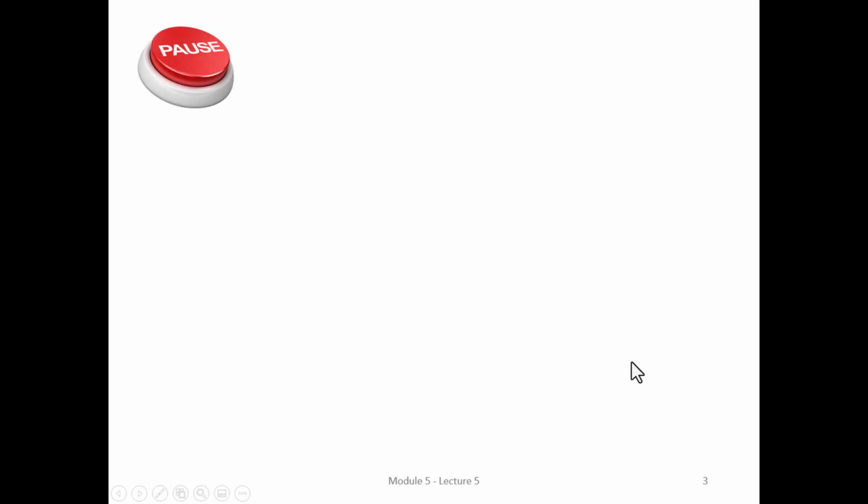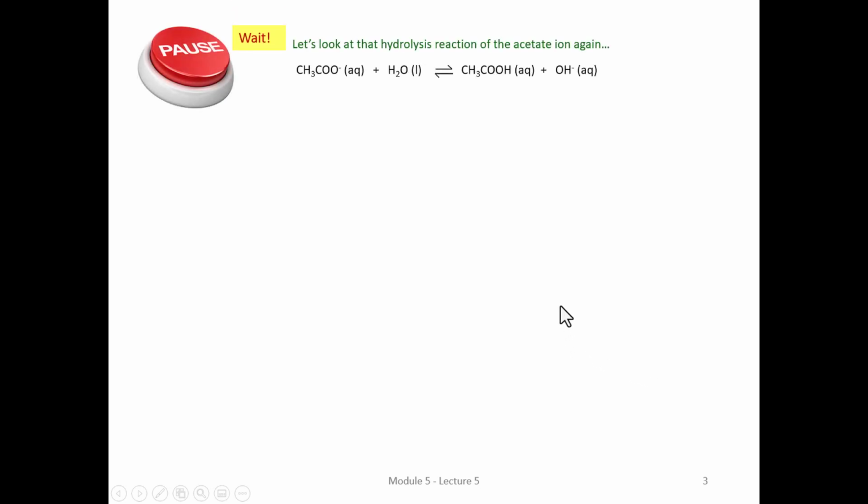Now, before we proceed, let's pause for a minute and take a closer look at the actual hydrolysis reaction of the acetate ion once again. So here we have it, just rewritten from a previous slide. And what we'd like to do here is just ask some questions about this hydrolysis reaction. The first is, why would acetate ion abstract an H plus from water to form hydroxide and acetic acid? Why would it do that in the first place? Even if it doesn't do it to any great extent, why does it do it at all?